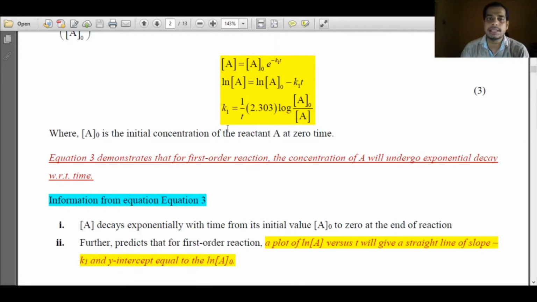Also I can write K1 in logarithm form, and that is K1 equal to 2.303 over t log A0 over A. We'll be using these expressions frequently in all the coming sessions.